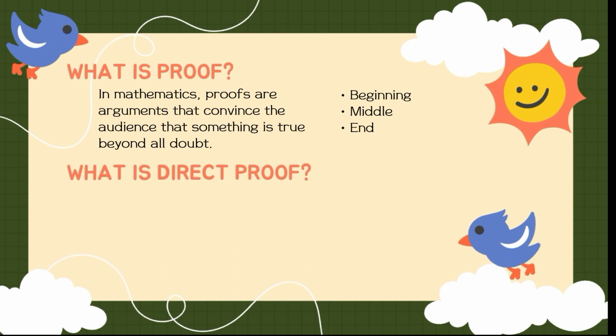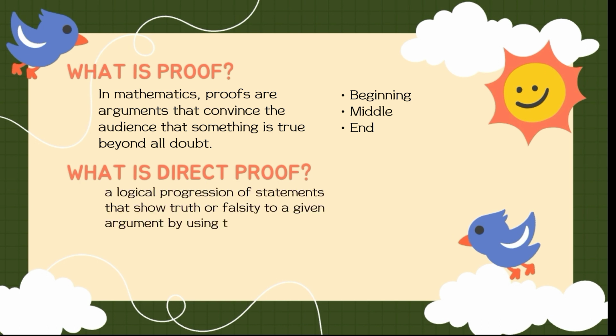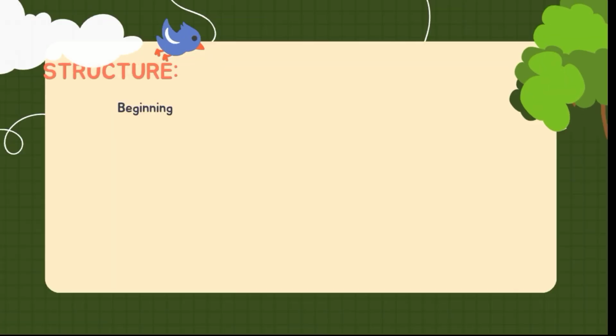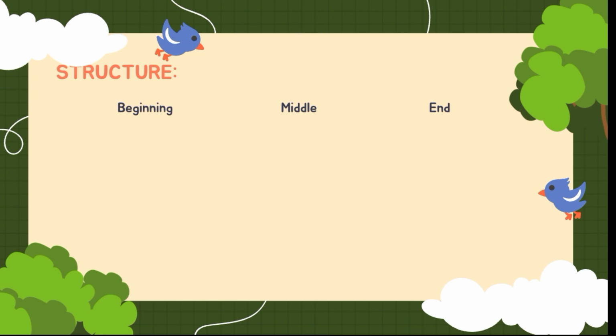So since we already know what is proof, I assume that we can easily understand what is direct proof. A direct proof is a logical progression of statements that show truth or falsity to a given argument by using theorems and definitions and others. Direct proofs always assume a hypothesis is true and then logically deduce a conclusion. And now we're going to talk about its structure.